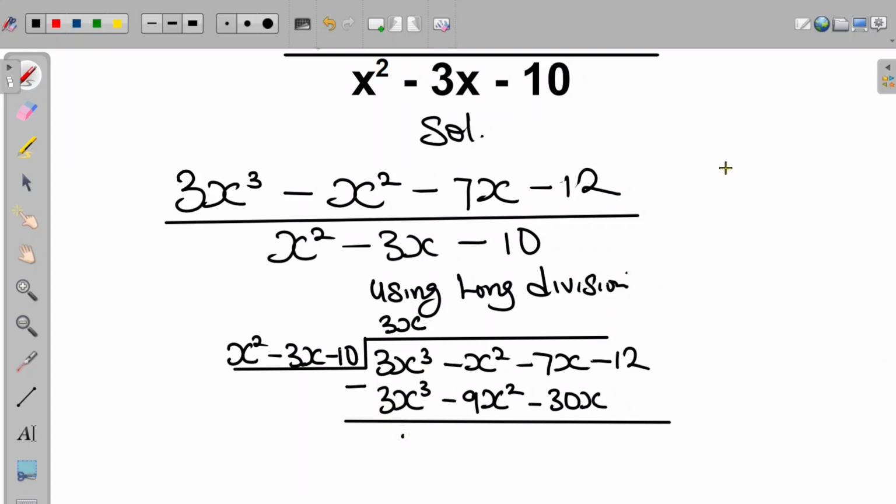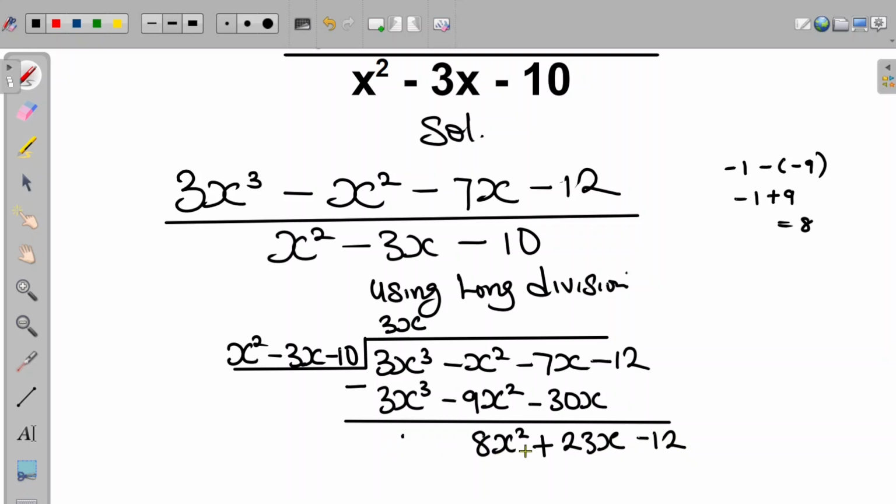Then -1 minus -9 is -1 + 9, which is equal to 8. So -x^2 - (-9x^2) is 8x^2. Also, -7x - (-30x) is +23x, and at this point we bring down -12.